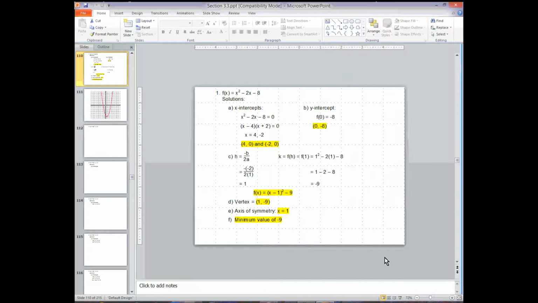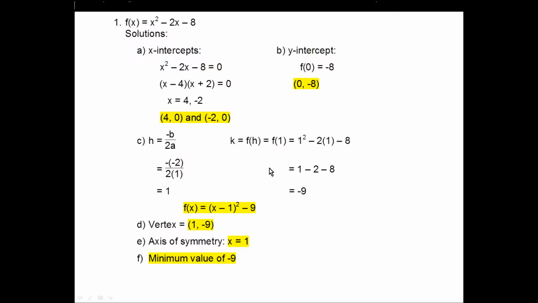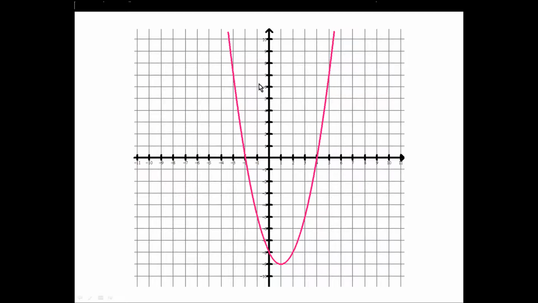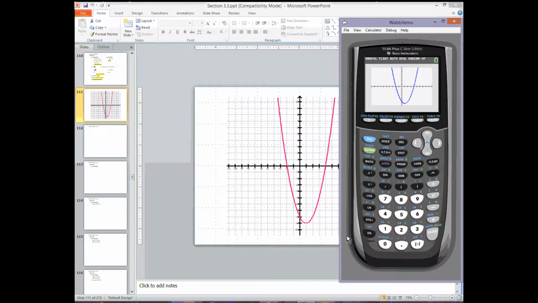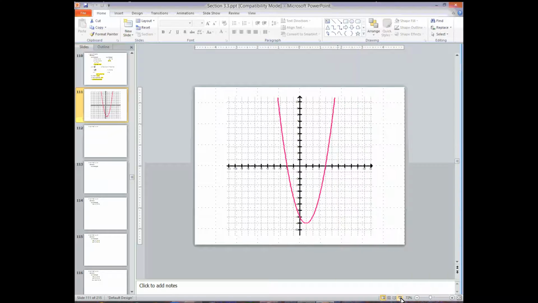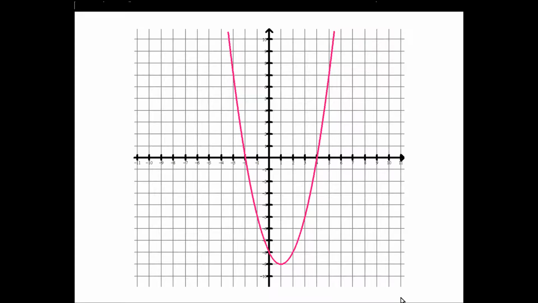Now by hand again, remember, we're going to plot the vertex 1, negative 9, go right 1, up 1, left 1, up 1. Remember, we're going up 1 because of A. Now, does this look more or less like what our calculator drew? Let's drag out the calculator again. Do they look a lot alike? Well, except for the color, they actually do. So here was my vertex. Right 1, up 1. Left 1, up 1.